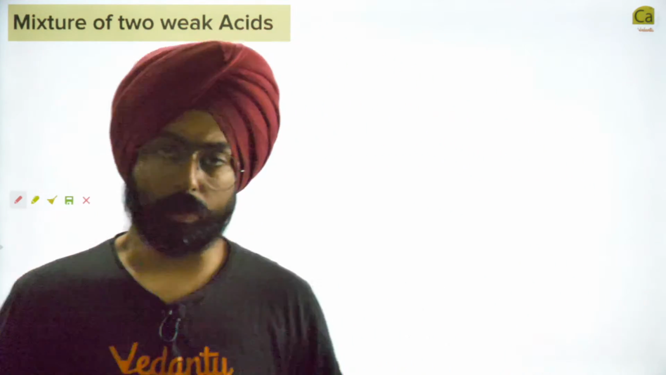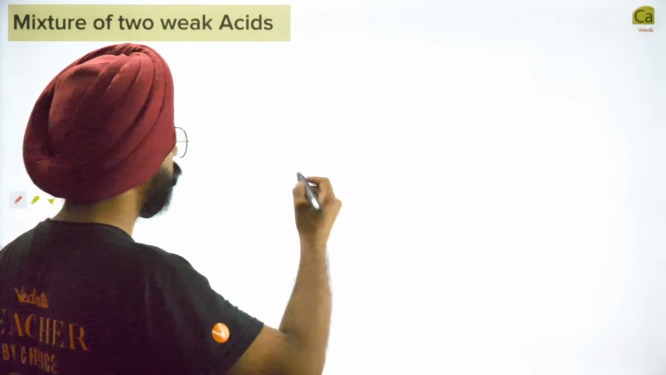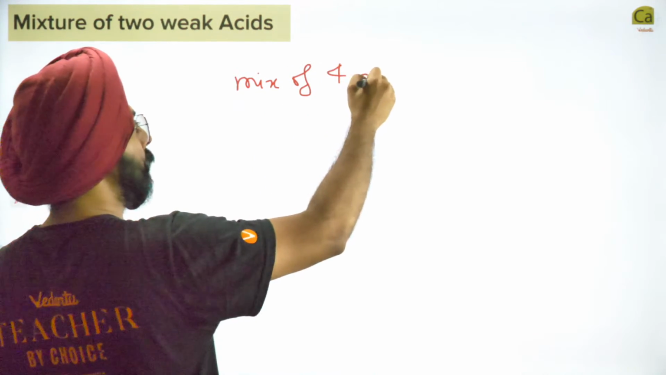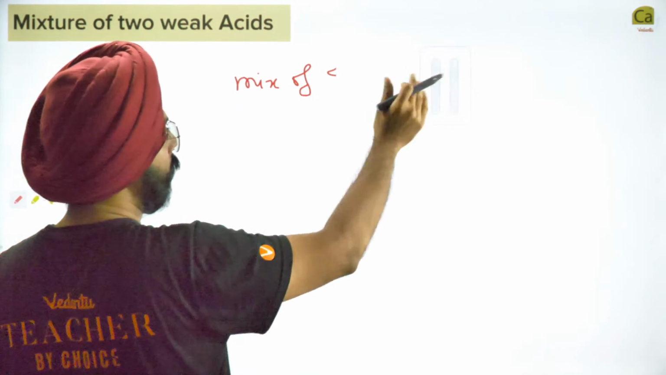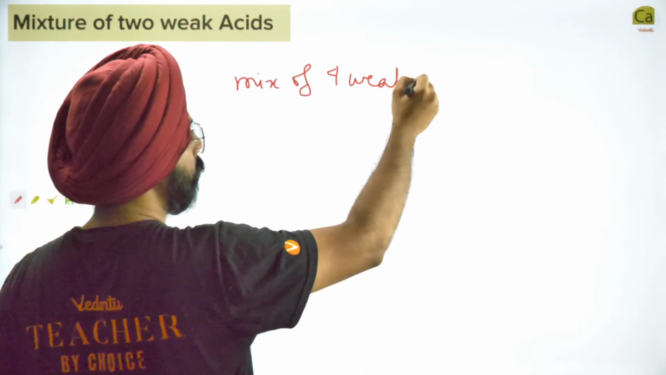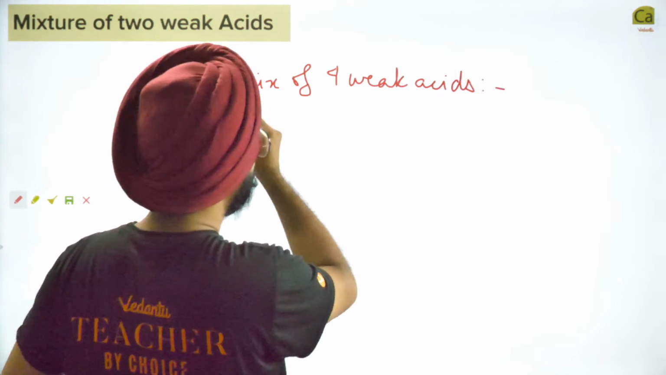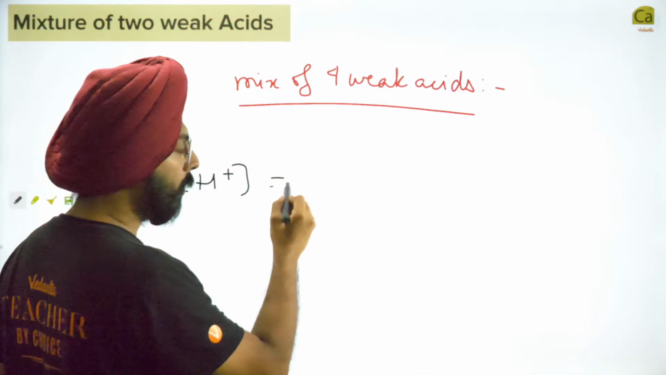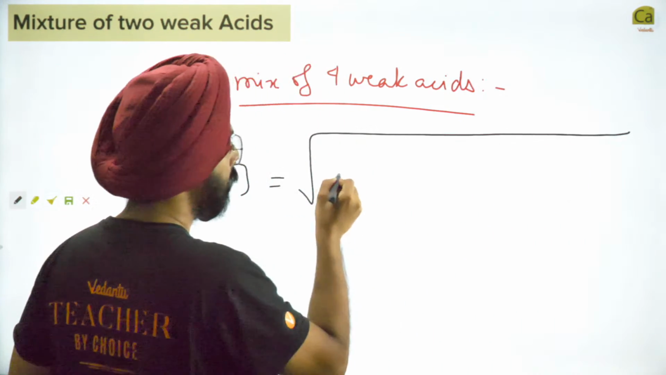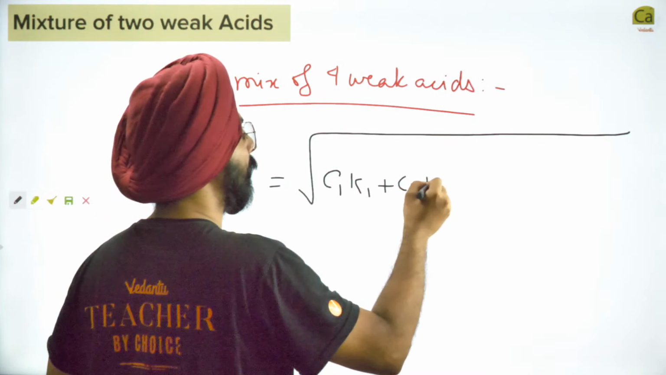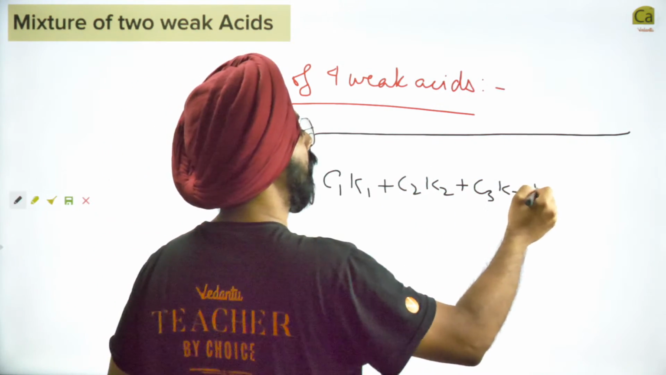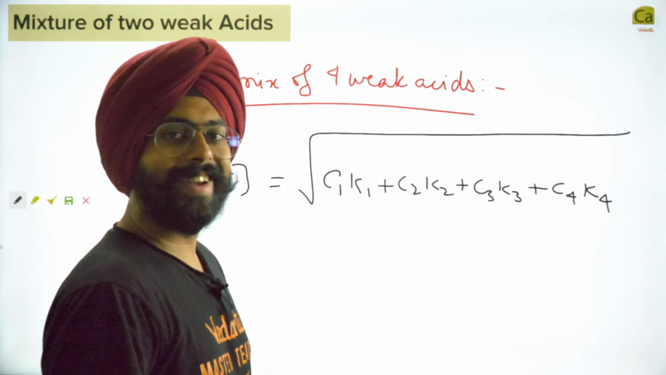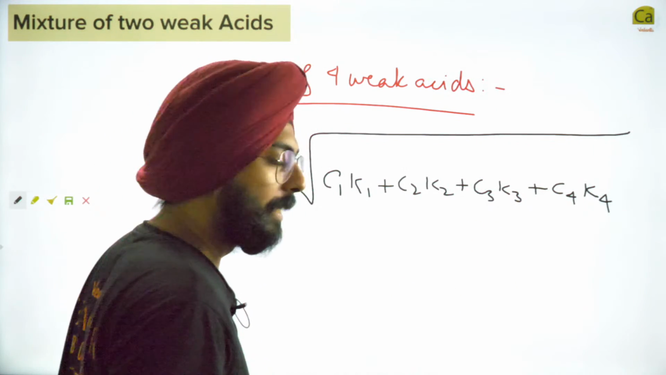If you have a mixture of n number of acids, let's say a mixture of 4 acids, and what acids are we talking about? 4 weak acids. The final H positive concentration is going to be equal to root of C1K1 plus C2K2 plus C3K3 plus C4K4. See how beautiful ionic equilibrium is as a chapter.